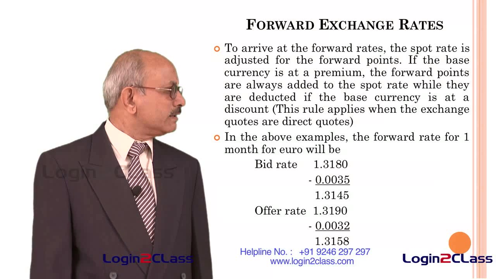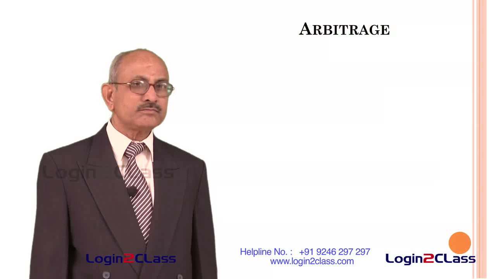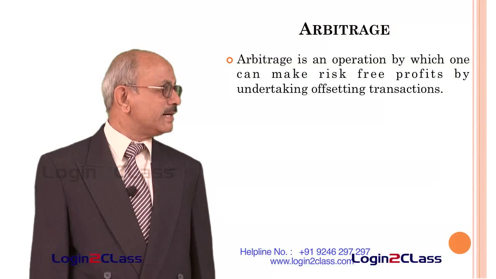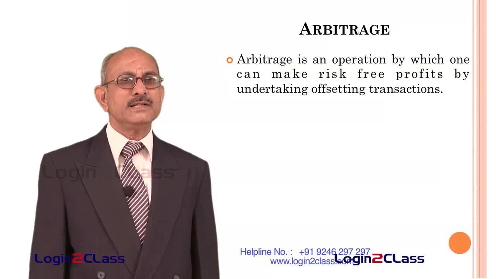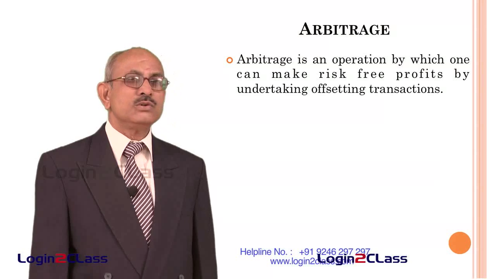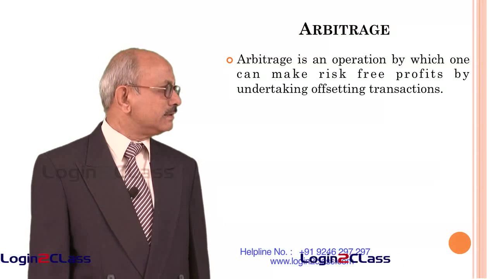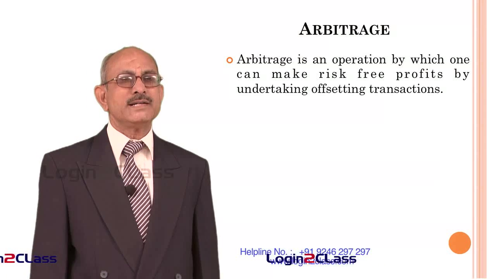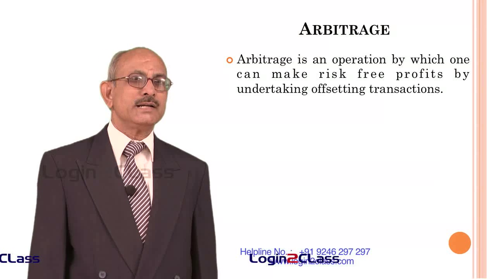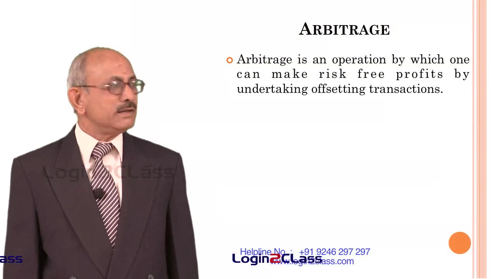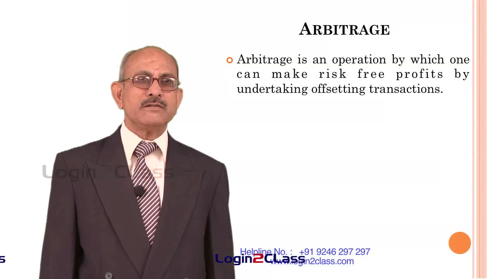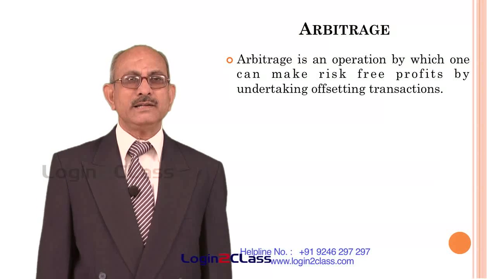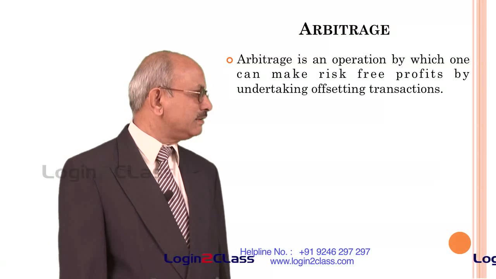Now we come to the concept of what is known as arbitrage. Arbitrage normally is an operation by which one can make risk-free profits by undertaking offsetting transactions. What it means is you can do two kinds of transactions in two different markets depending on the price differential. For example, if the price in one market is higher than the price in another market, you have to sell in the market where the price is higher and buy in the market where the price is lower. That means buy low and sell high. And if you can do it simultaneously by taking advantage of the price differential, you will be making profits.